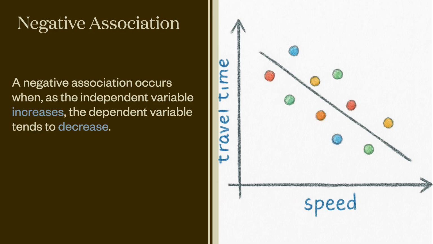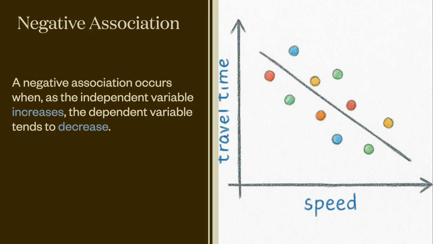A negative association does exactly the opposite. A negative association occurs when, as the independent variable increases, the dependent variable tends to decrease. The example we have here is a graph comparing speed and travel time. And as you can see, the points are moving downward from left to right. So what this indicates is that a higher speed leads to a shorter travel time. In other words, if you travel faster, it will take you less time to get where you're going. As x increases, y decreases. And what this looks like on our scatter plot is points move downward from left to right.